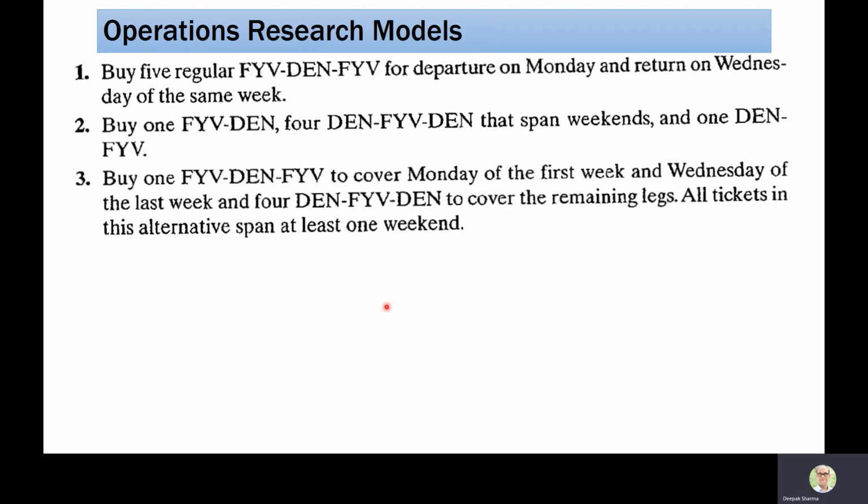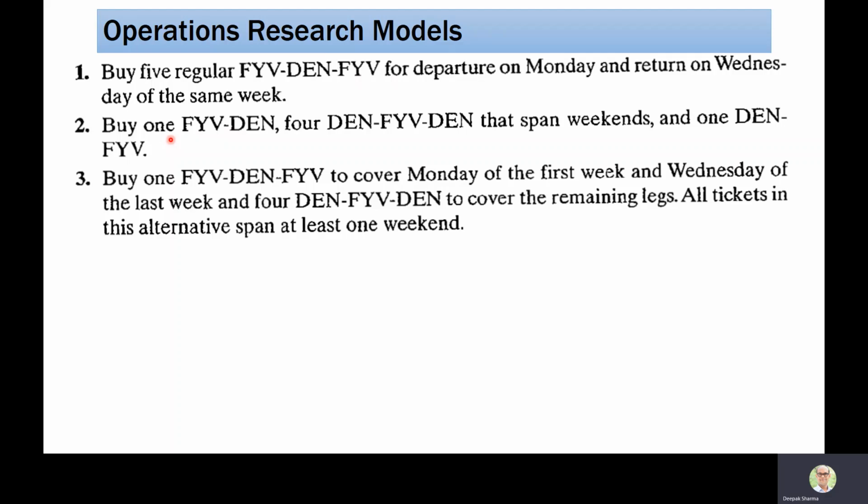So let us think about what are the alternatives we have. First is, let us buy 5 tickets. That is from city 1 to city 2 and come back, departure on Monday and return back on Wednesday of the same week. So these are the regular tickets I can buy. Or the second option is, we get the discount of 20% by booking the ticket in such a way that it should span over weekends. How can it be done?